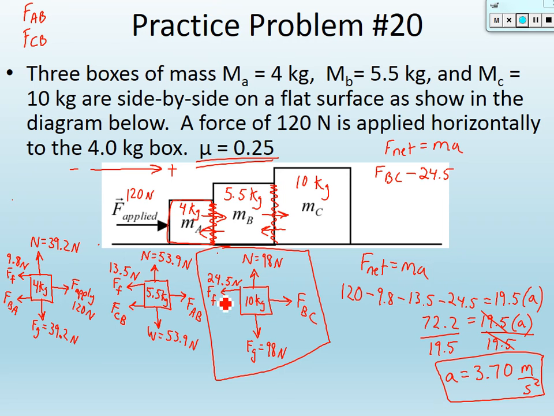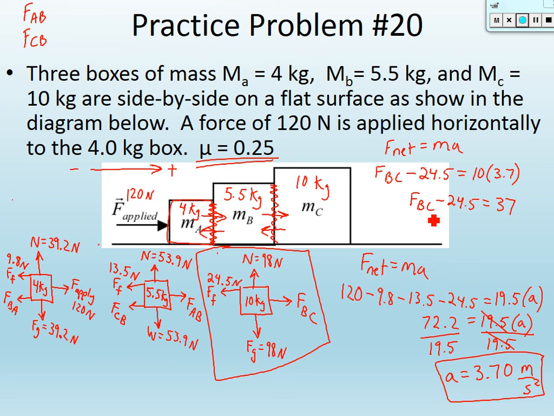Okay, that will give me the net force. That is equal to the mass of it, which was 10 kgs, and we times that by its acceleration. We found the acceleration of that block was 3.7 meters per second squared. So let's simplify this. The force that B puts on C minus 24.5 is equal to 37, correct?